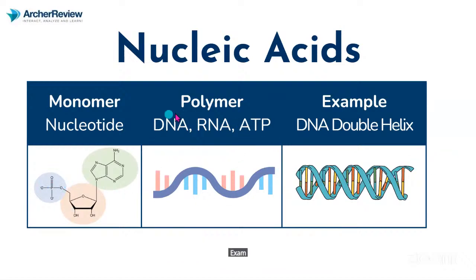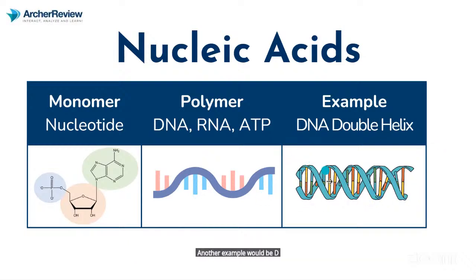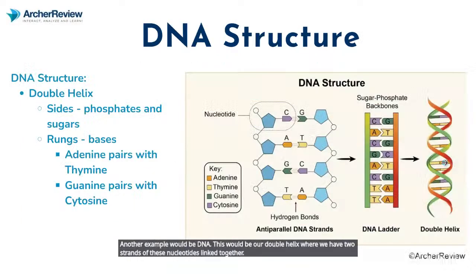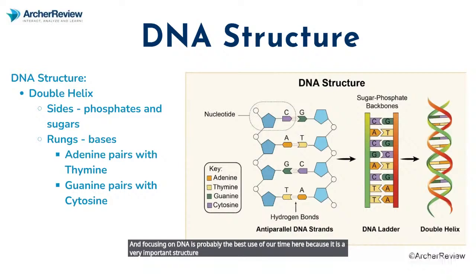Examples then: a polymer of a nucleic acid I have visually here is an RNA. It's a single strand of these nucleotides linked together. Or another example would be DNA. This would be our double helix where we have two strands of these nucleotides linked together. And focusing on DNA is probably the best use of our time here because it is a very important structure and so many other things that you do need to know for biology.